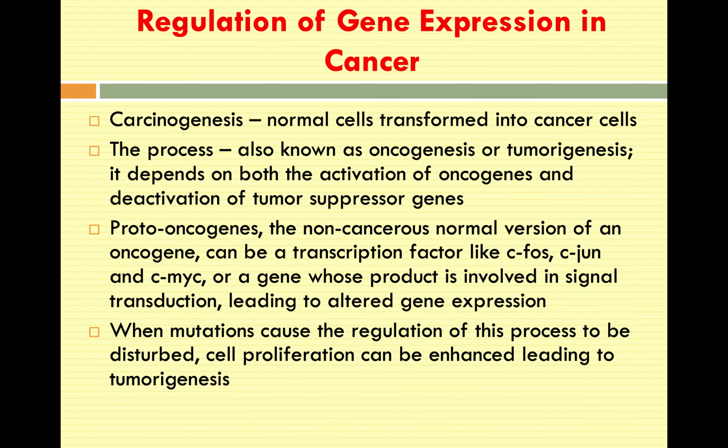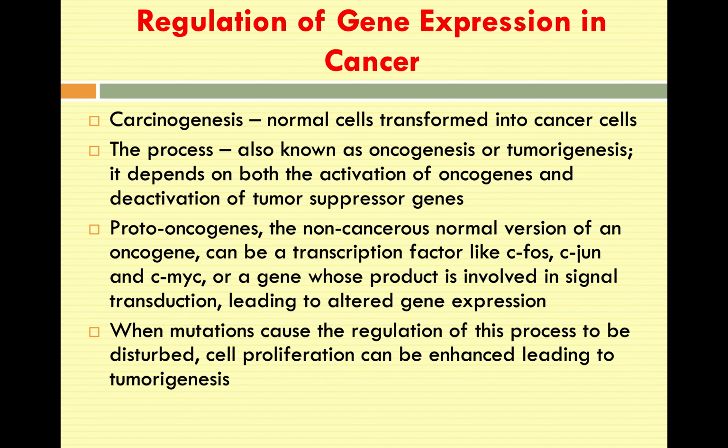So, how do you regulate gene expression in cancer? You need to know different terms associated with cancer. We have carcinogenesis, a term used for normal cells that have been transformed into cancer cells. The process is known as oncogenesis or tumorigenesis.